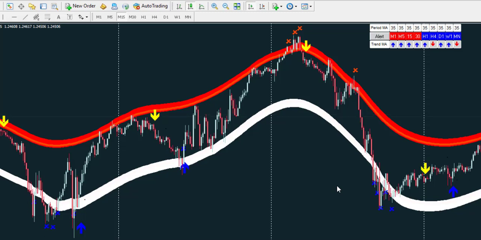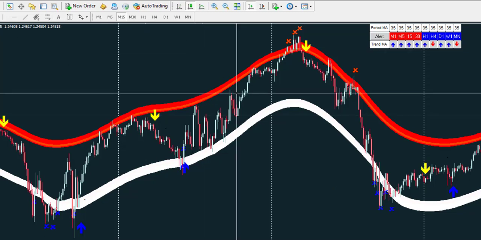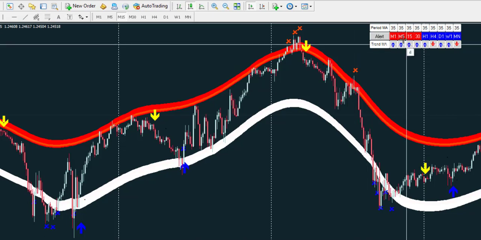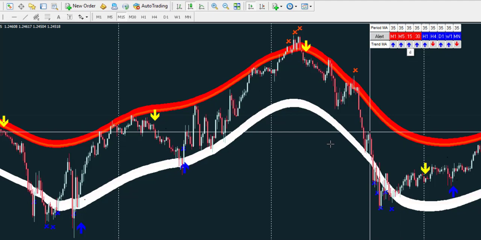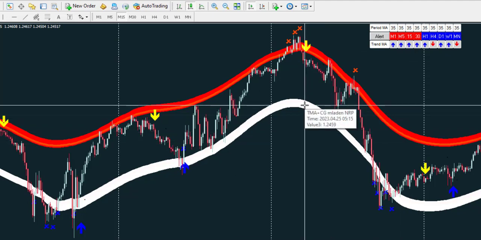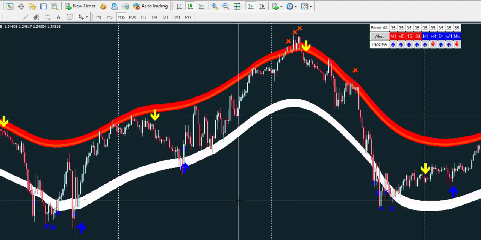I have 3 indicators on my chart right now. I have the arrows indicator that gives us the yellow and blue color. And I have this indicator here, the trend MA indicator. And the last indicator is the TMA indicator, which has combined different settings of the same indicator together to give us this strategy. It is simple and anyone can use it.